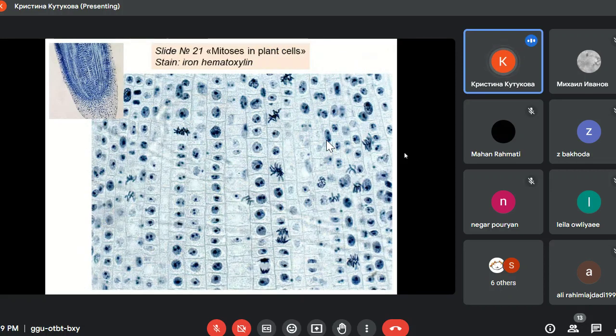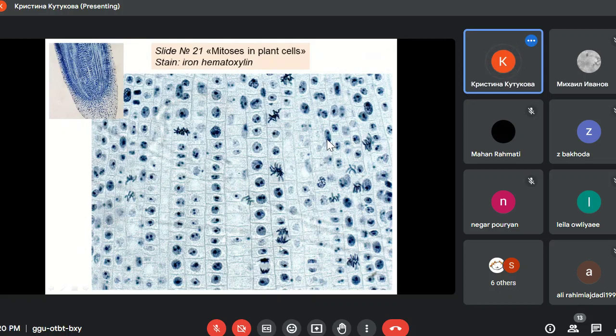You have the example of mitosis in a plant cell, using the root of an onion as an example. So here are plant cells. In some of them you can see chromosomes, so they are dividing cells. Other cells are in interphase, they are not dividing. In them you can see the nuclei with nucleolus. And if you see chromosomes, it means that the cell divides.